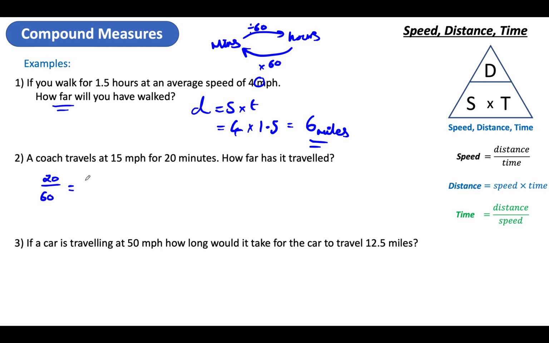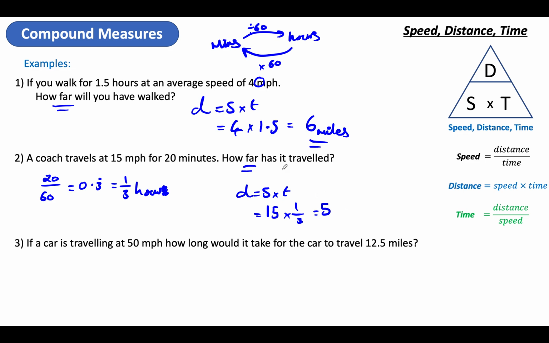So 20 divided by 60 is 0.3 recurring, says my calculator. So I'm going to keep it as the fraction. I'm going to keep it as 1/3 of an hour. The calculator can do all the hard work there. How far has it travelled again? Well, that's distance again. So distance equals speed times time. My speed is 15 miles per hour. And my time, again, use the fractions. Nice and accurate then. Your calculator is going to do all the work for 1/3 of an hour. And that will be 5.